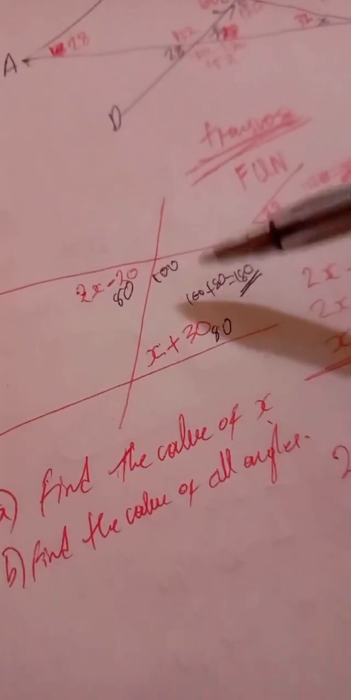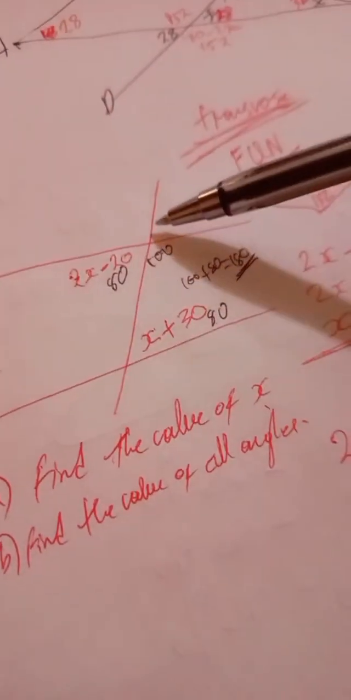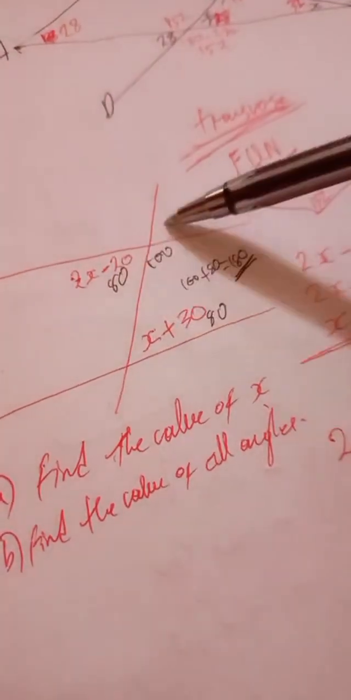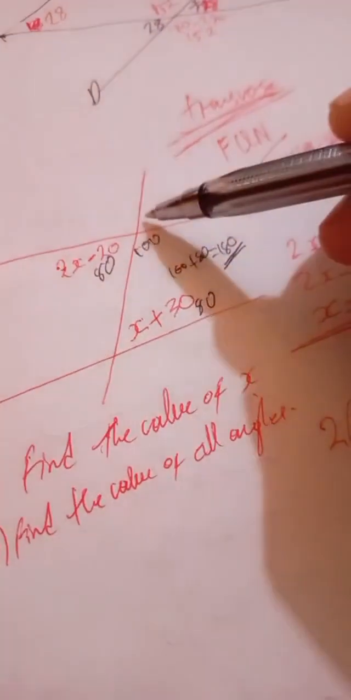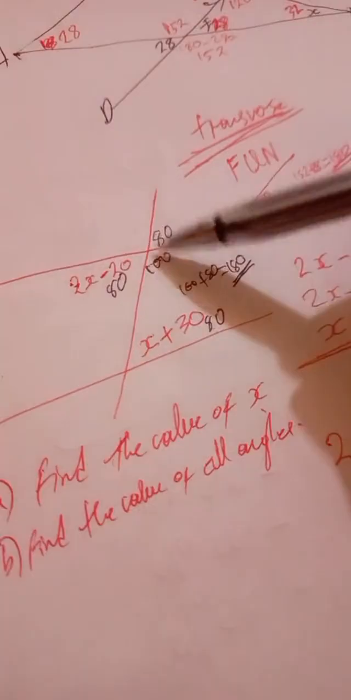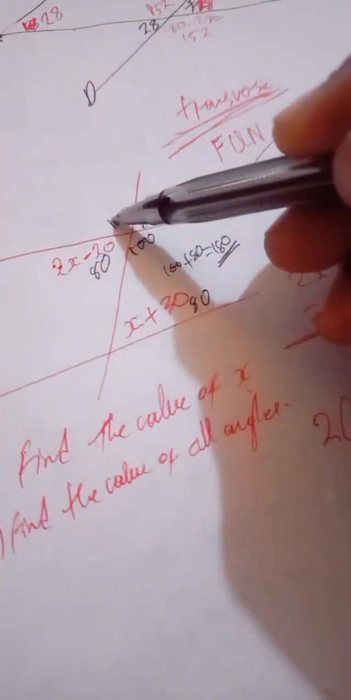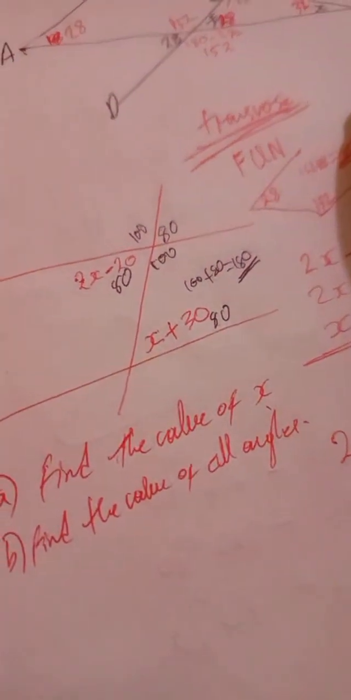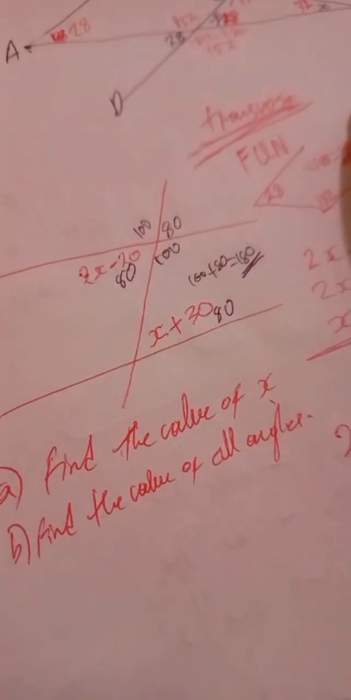From there, what are we saying? We are saying this is vertically opposite. So this is 80, right? Vertically opposite, 100, right?